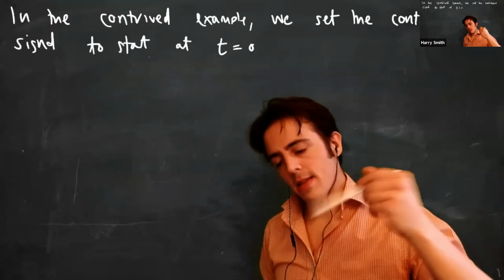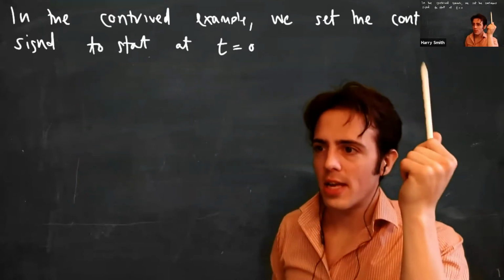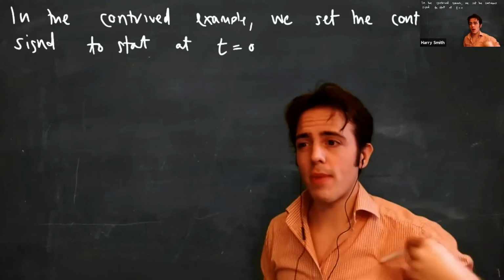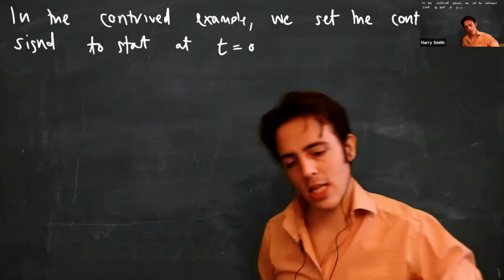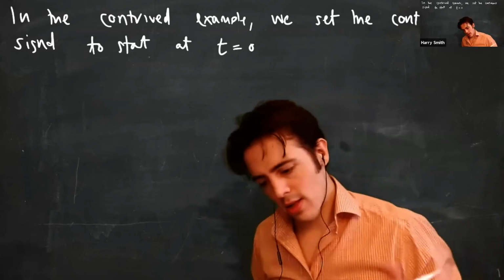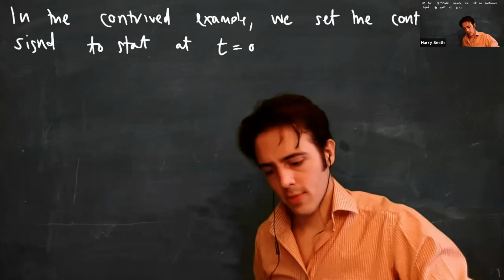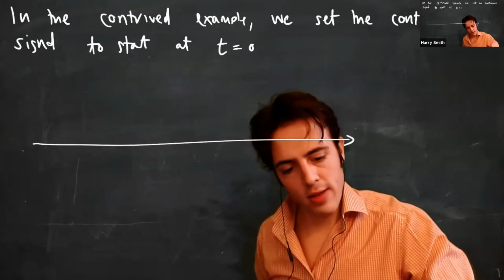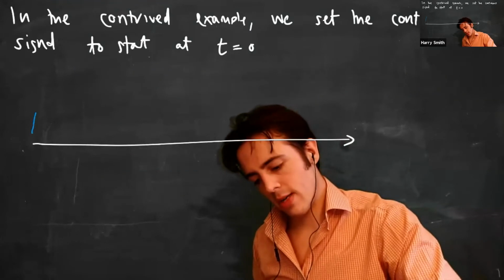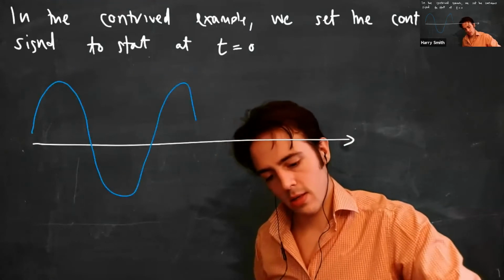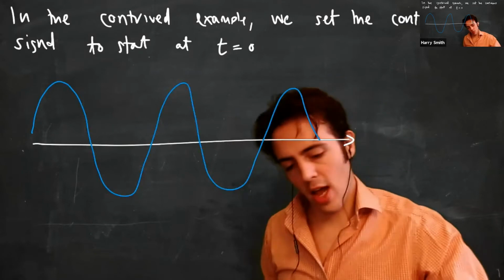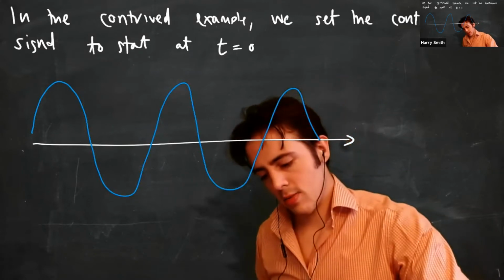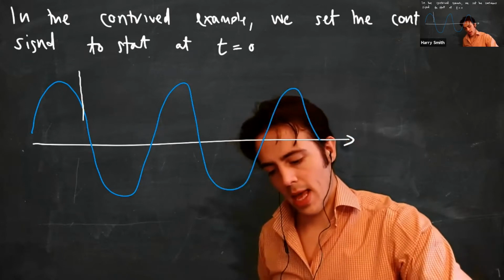Okay, so in the contrived example, we set the continuous signal to start at t is equal to 0. And that's really contrived because that presupposes that we know exactly how that continuous signal works. So let's imagine another situation. Okay, I'm always bad at drawing this. So the way that I'm going to draw it is, let's say we've got our continuous signal. It's a terrible sine wave that I've just drawn. But let's say that we're going to start our time here.